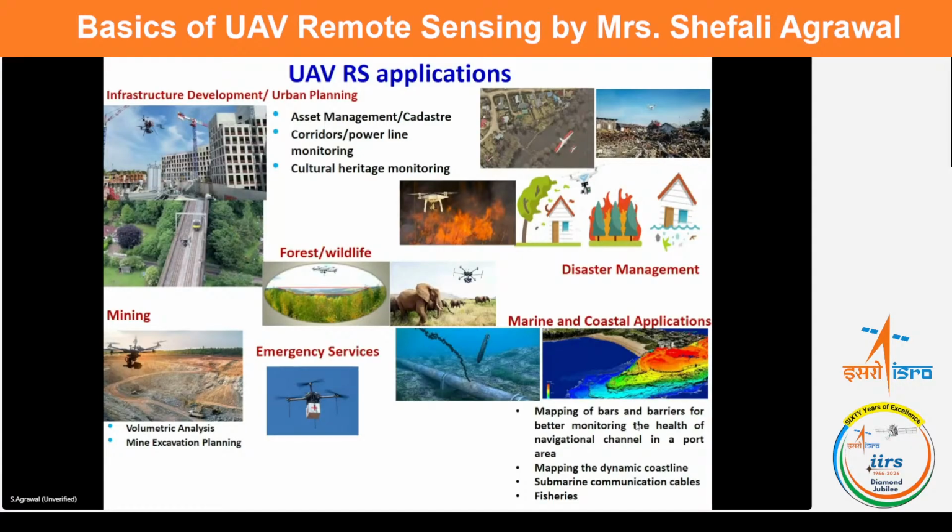projects monitoring, corridors like power line monitoring, cultural heritage monitoring, if there is any damage to cultural heritage sites in case of disasters. In disaster response, immediate data is one of the highest requirements, and in that case, drones are very, very handy. They provide rapid data collection. They also assist in search and rescue operations, and post-damage assessment can also be done very quickly using the drone data sets.